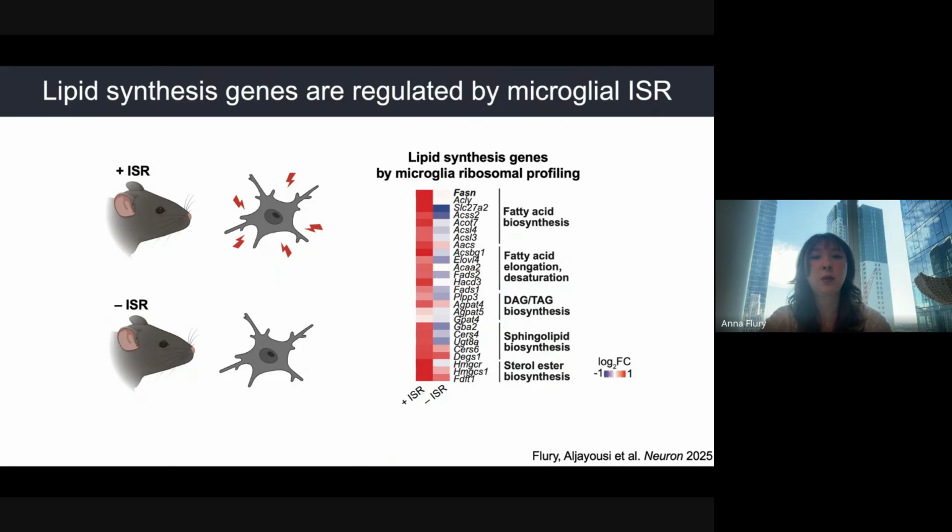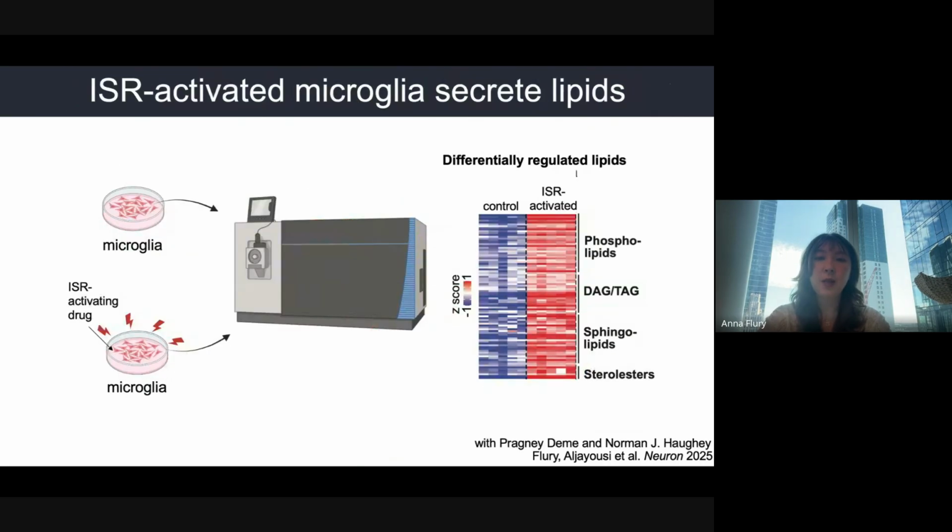So we wondered if microglia in this context could also be doing that. To test this, first we wanted to see whether there were lipids in the conditioned media from our stressed microglia. So we did lipidomics on the conditioned media, and we found that it indeed was chock full of a lot of lipids. And these lipid species actually coincided with what we found in our lipid synthesis genes by ribosome profiling. So this confirmed that they are secreting lipids.